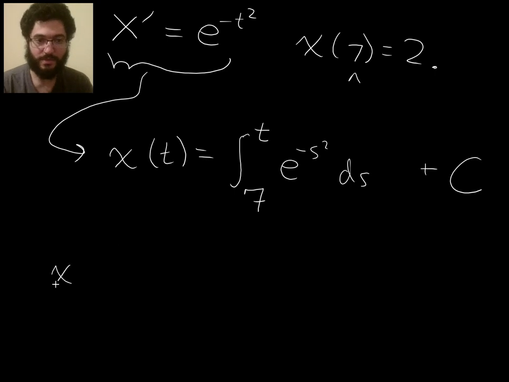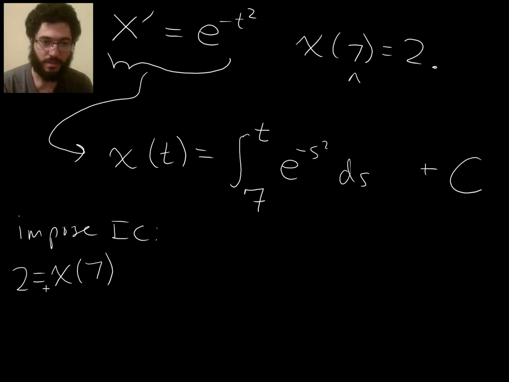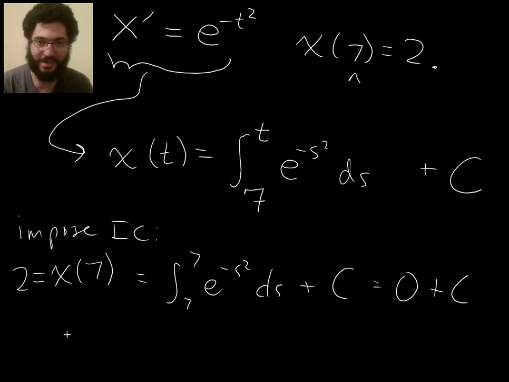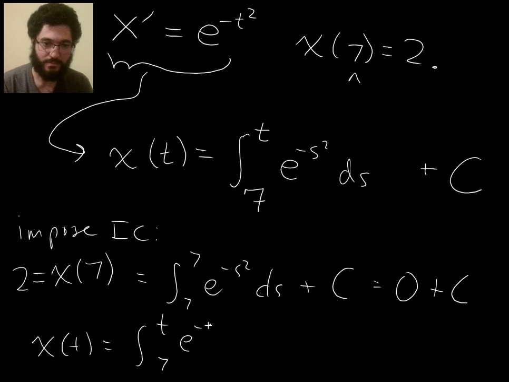So that makes it so that when I try to impose the initial condition, I get 2 equals x of 7 equals the integral from 7 to 7 of e to the minus s squared ds plus c, equals 0 plus c. So c is 2 again. So if I just wanted x to be 2 at 7 rather than at 0 like in the previous example, I can just start the integral here at 7. So then my solution in the end is that.